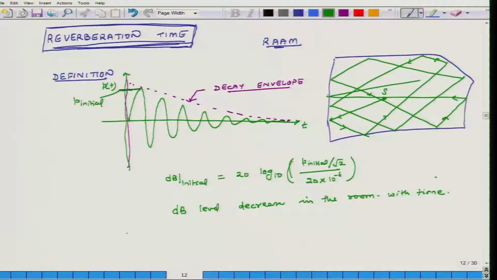Okay. And after a certain time, let us say this t, I call it t rev. After t rev, the dB level goes down by 60 decibels. So, if the dB level has gone down by 60 decibels, then this T rev is called reverberation time.